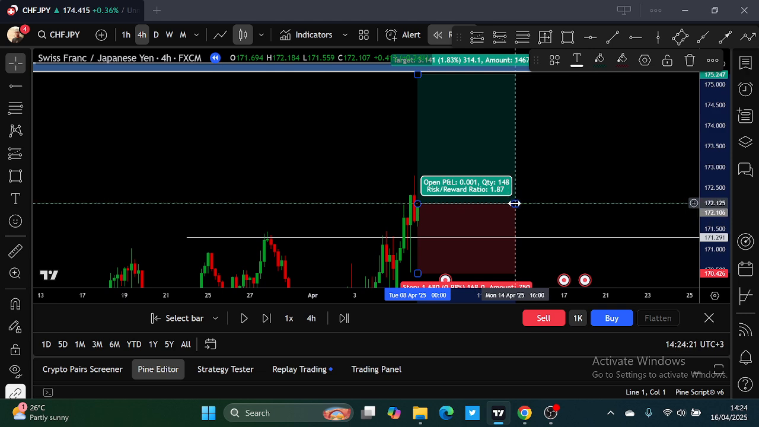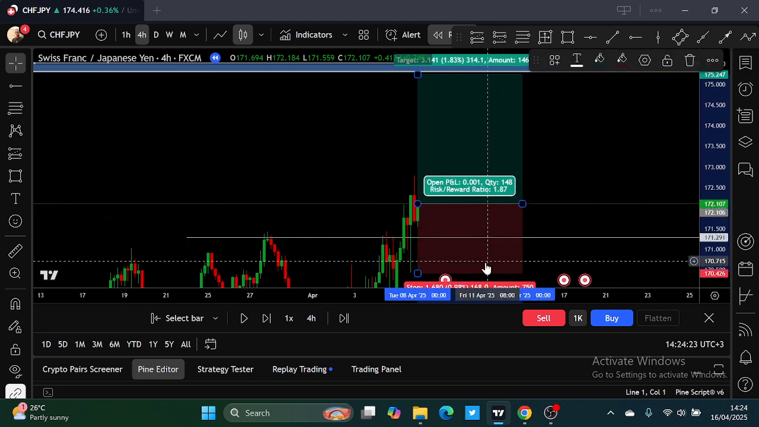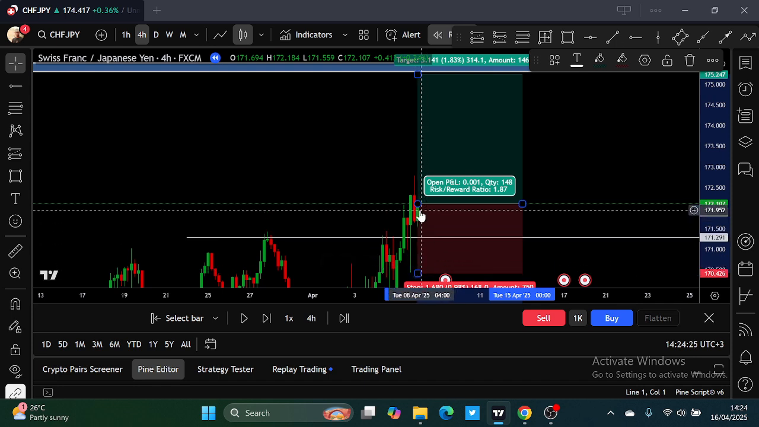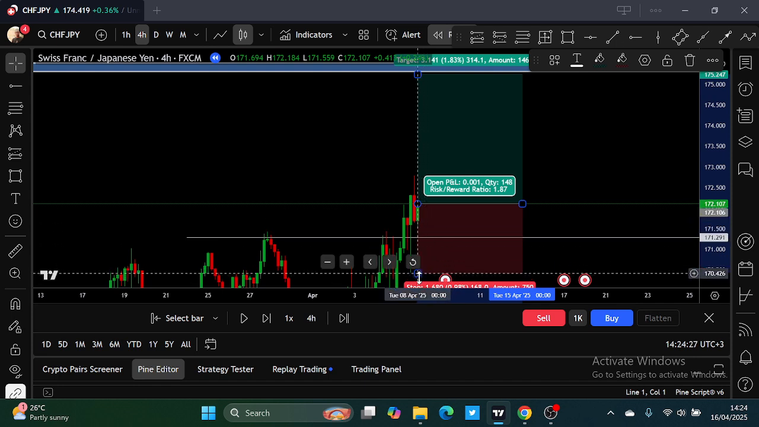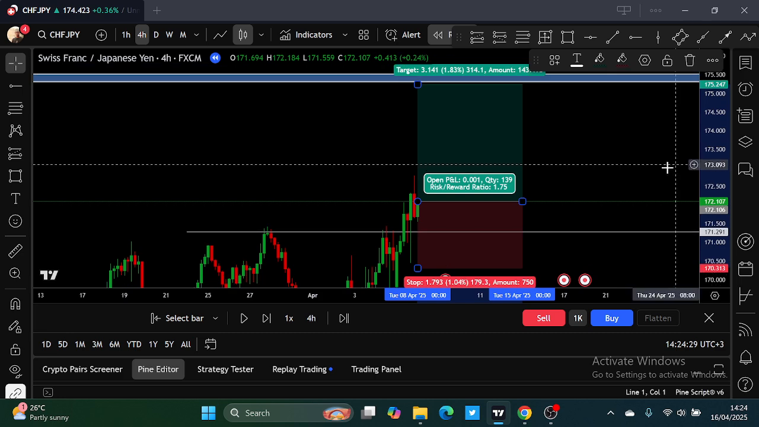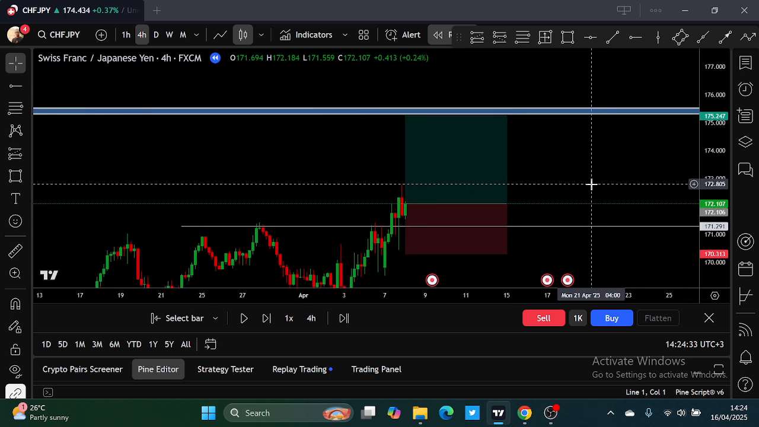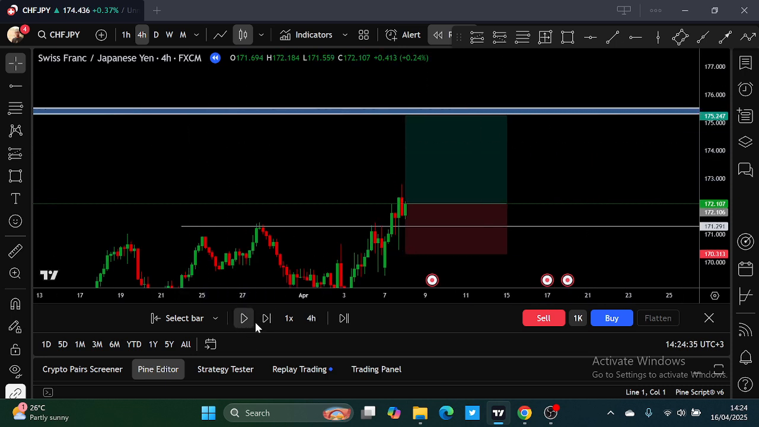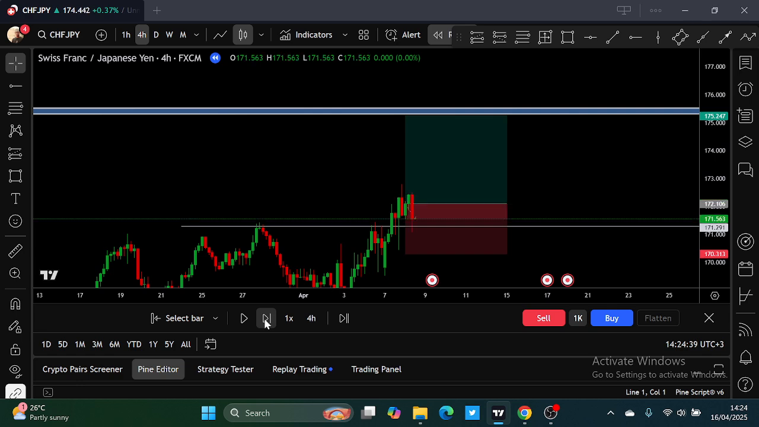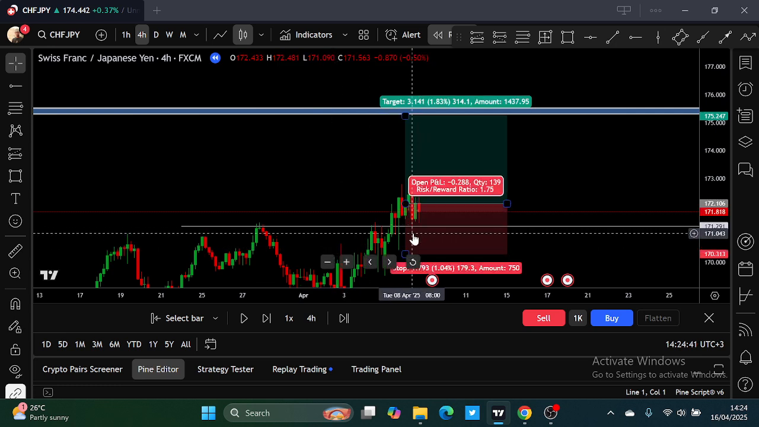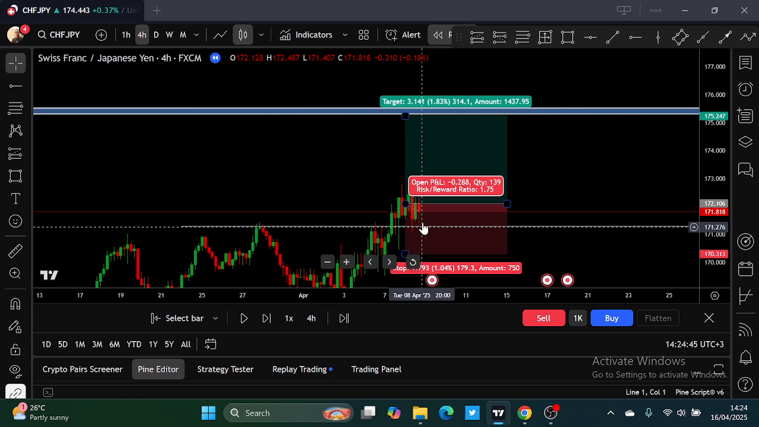Okay, so what else do we need? I have entered on the closure of this candle, and then set my stop loss slightly down here, then the take profit up there, targeting 300 pips. So we are going to play the price forward. See, price goes up, comes back. You see what I was telling you, it comes back to test this line here and then turns around.